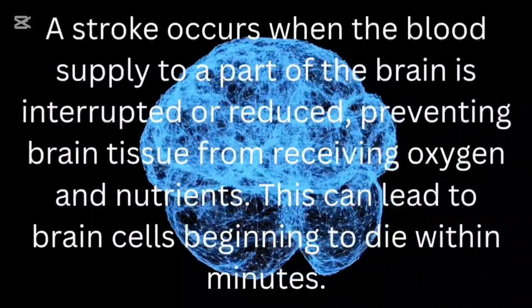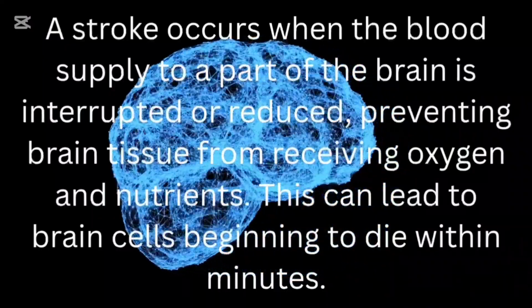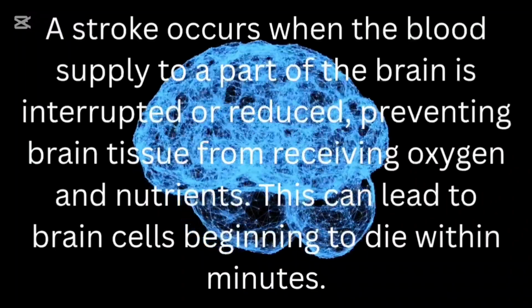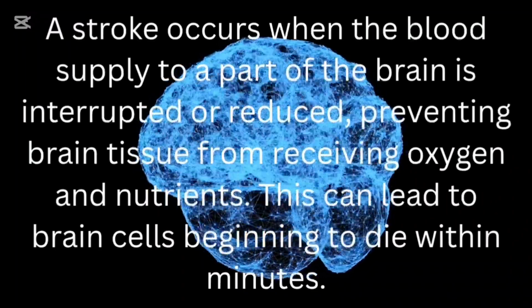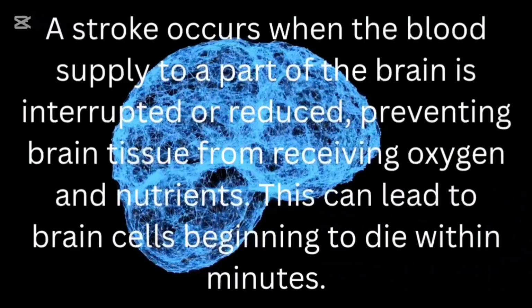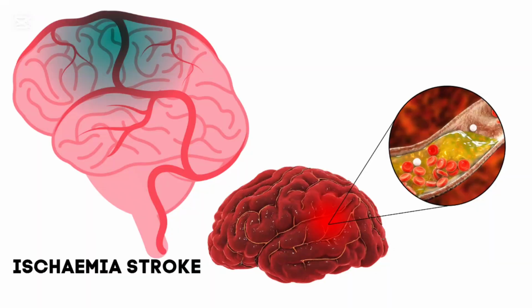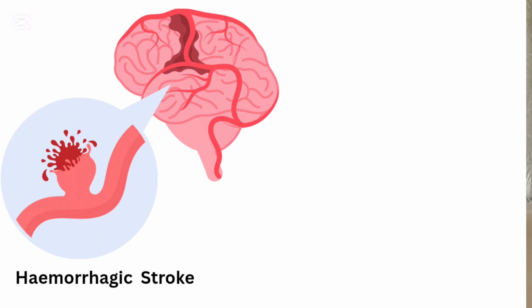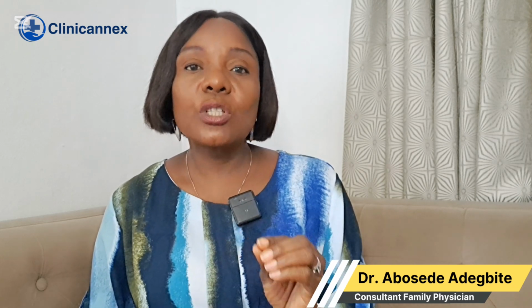Stroke is also known as brain attack. It is a medical emergency, and it means that there is brain damage as a result of interruption to the blood supply of the brain. So it can be as a result of blockage, which is called ischemia, or as a result of bleeding into the brain, hemorrhage. So when a vessel ruptures and blood floods the brain, that is hemorrhage. Either way, that person is having a stroke. When they have stroke, it results in brain damage, and sometimes it is irreversible depending on whether they get help at the right time or not.